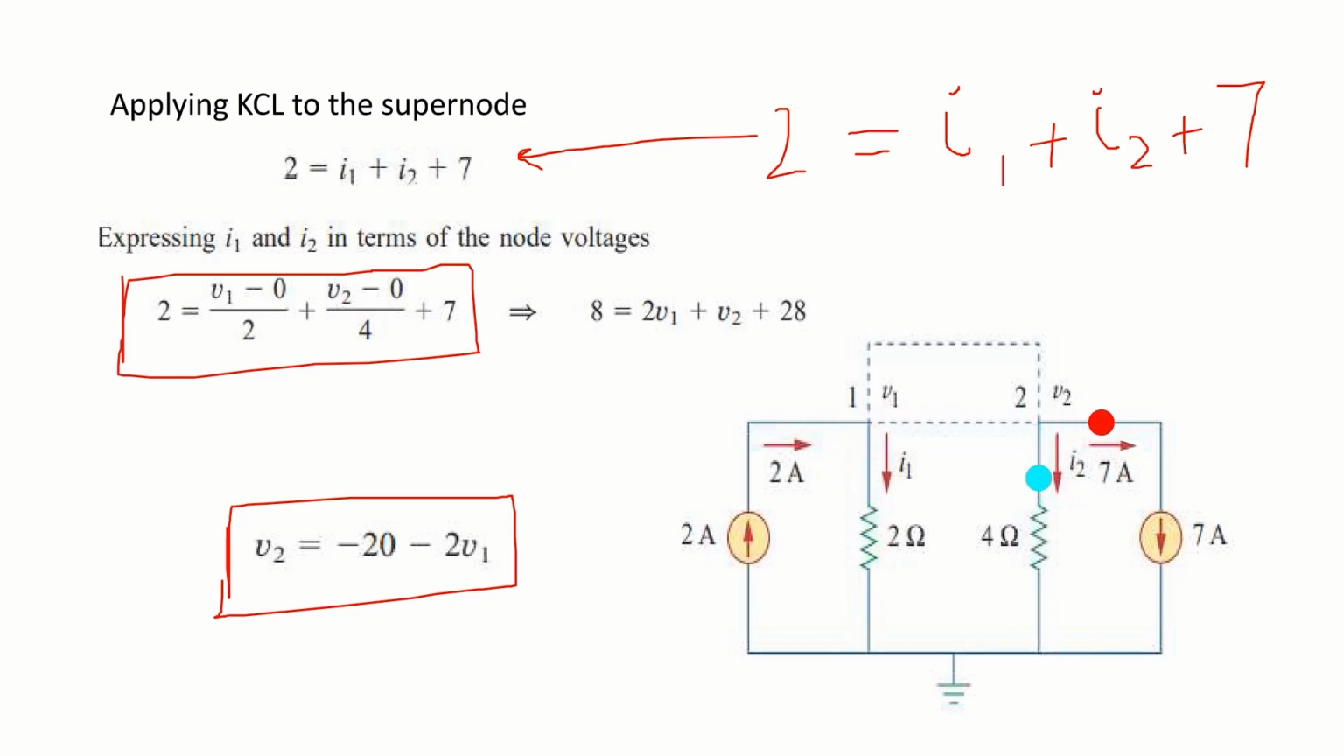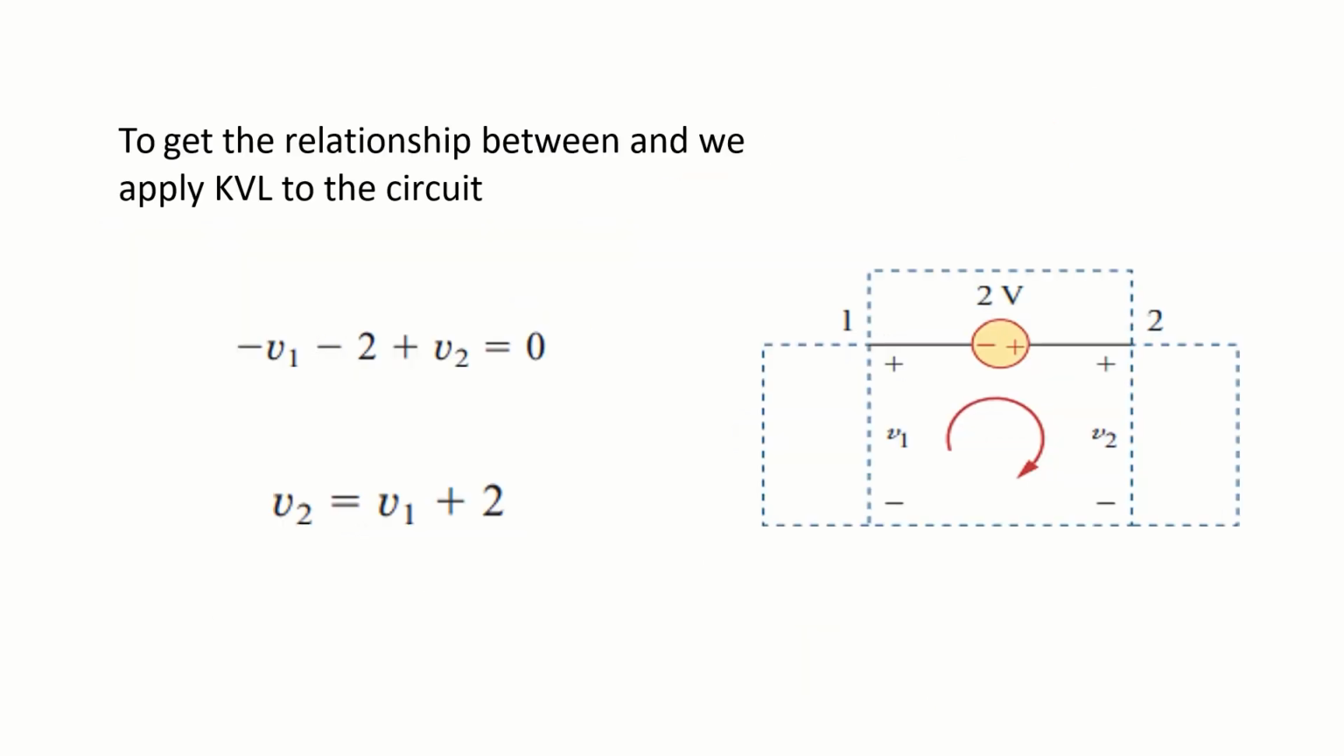Now let's apply KVL. Remember, KVL was in the anti-clockwise direction and we noted the first sign that came across. So now let's move in an anti-clockwise direction. The first sign that we come across is minus V1. The second sign is again minus 2. And the third sign is positive, that is plus V2, is equal to 0. So this second equation is derived using KVL.